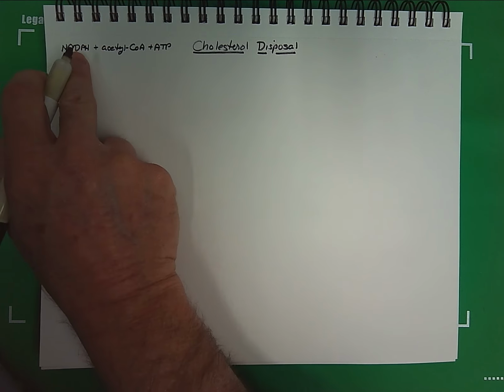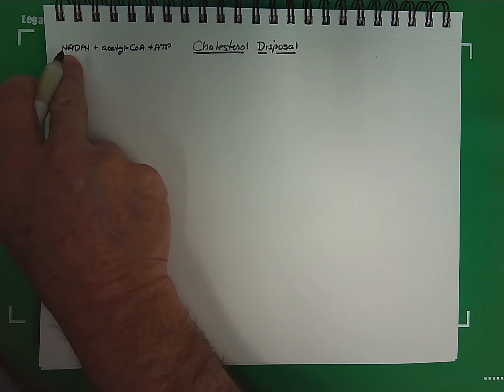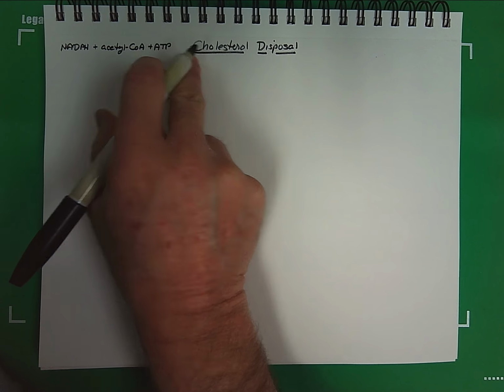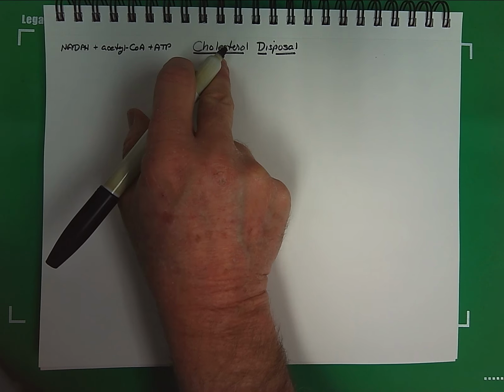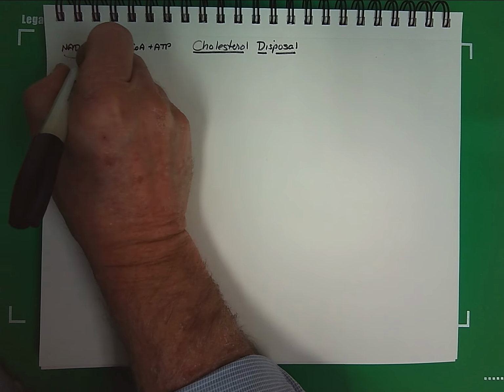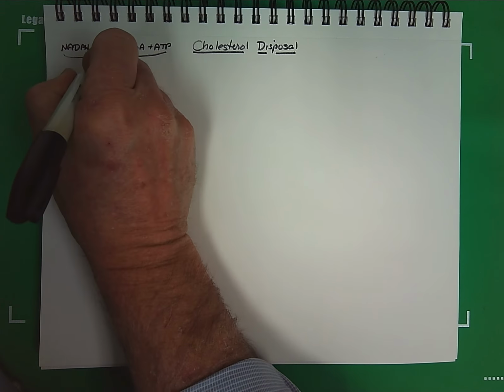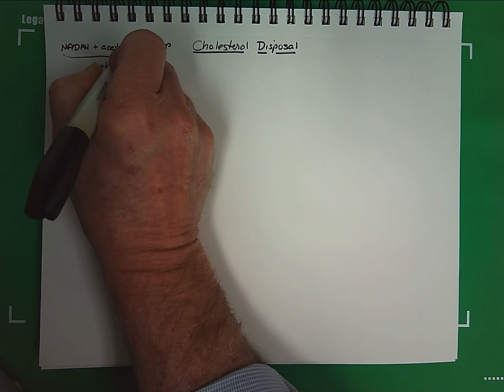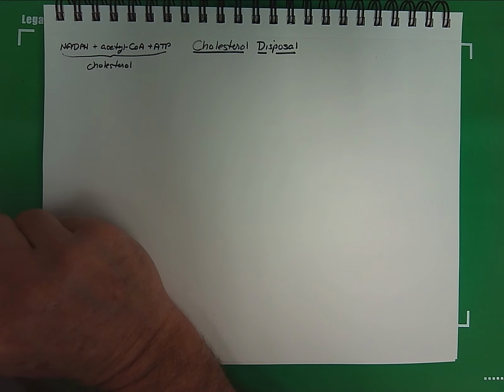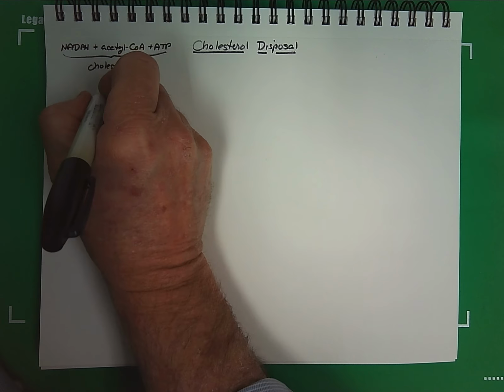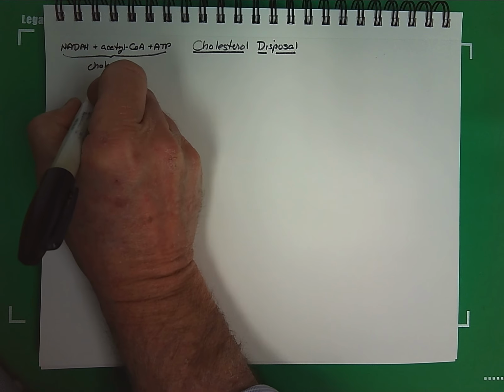What this means is that we have a large amount of our potential energy stores being used to form a very complex molecule of cholesterol. Now, an interesting fact about cholesterol is that once we make cholesterol, we cannot break this down to generate energy.